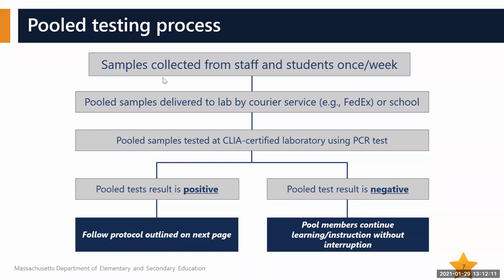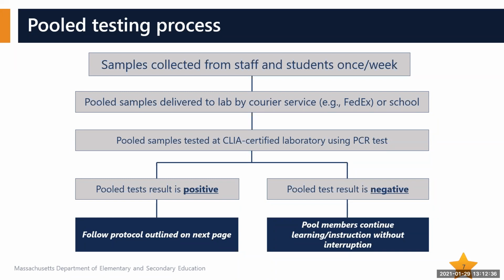First thing is the samples are collected from the staff and students once a week. Those samples have to get to the lab. You can take them, or you can arrange with the vendor to get them over there via carrier. And then they're tested at the lab in their pooled sample with a PCR test. If that test is negative, then we're done with this one. So we presume everybody in the pool is negative. They can continue learning or teaching or whatever it is that they were doing in the building. They can keep doing that without disruption.